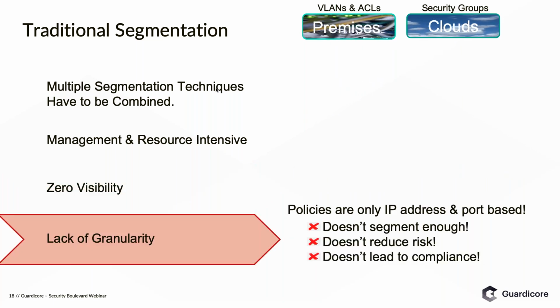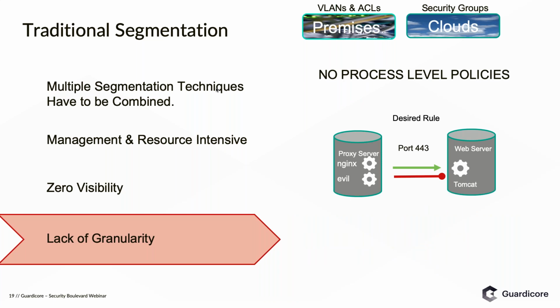Finally, and this is one point I'm going to hit hard on, is a lack of granularity. All these traditional methods do not segment enough. They don't reduce the risk enough. They don't lead to compliance. They're only based on IP address and port. So the problem with the policies that are only layer 4, IP address and port, are several things.